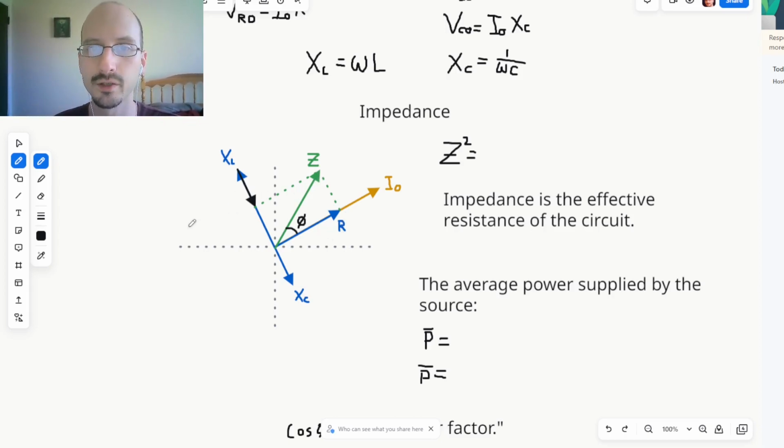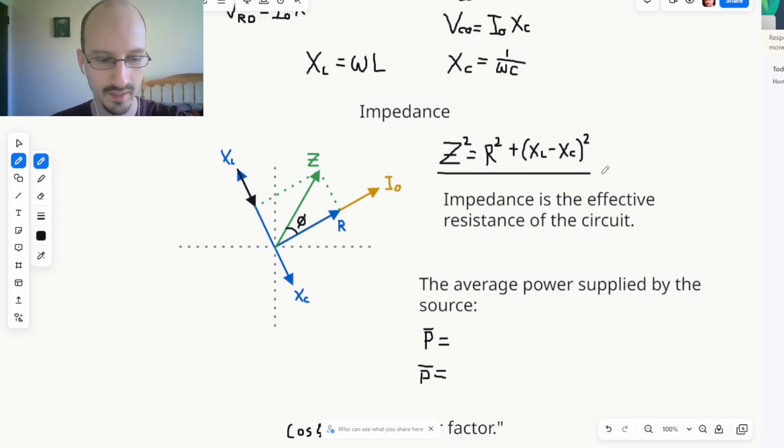So adding vectors should be familiar from Physics 1 and from earlier in Physics 2. Because of that, we can write the impedance as the Pythagorean theorem. Z squared is equal to the resistance squared plus inductive reactance minus capacitive reactance squared. And this here, the impedance, is the effective resistance of the circuit.